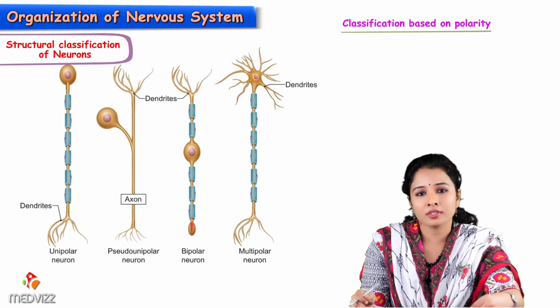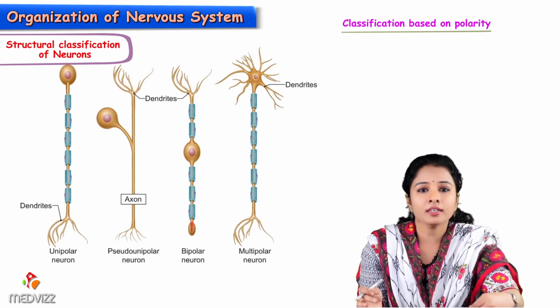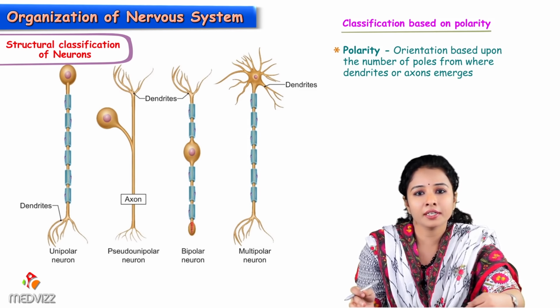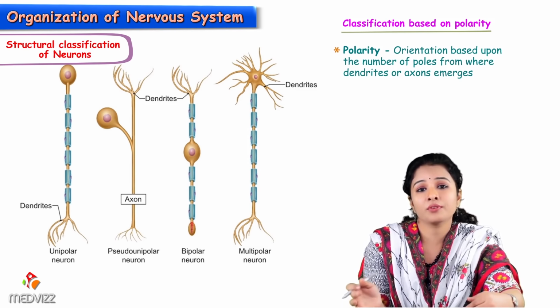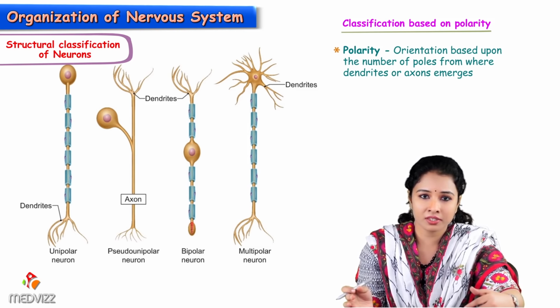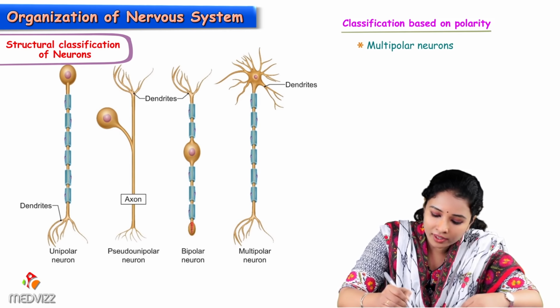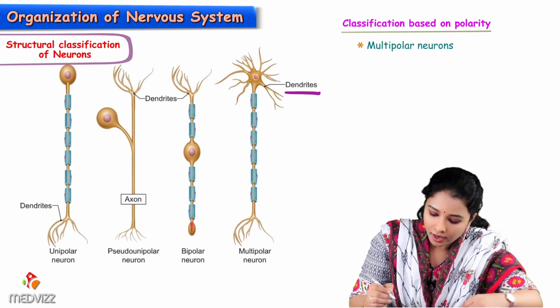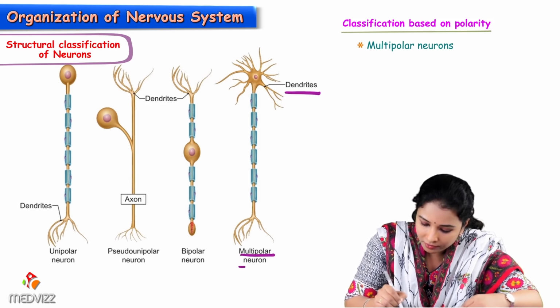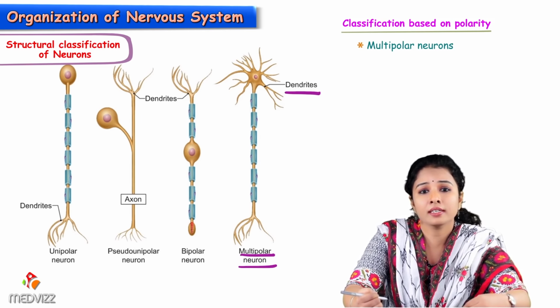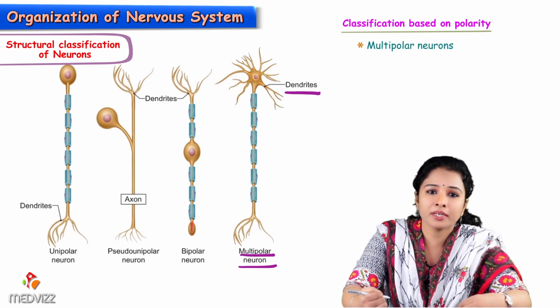Let's classify the neurons based upon their structure. Here is the first classification, based upon the polarity. Polarity is the orientation based upon the number of poles from where the dendrites or axon emerges. So, the multipolar neuron. Here is the multipolar neuron having dendrites all around, and we can see a single axon arising from one side. The pericaryon gives rise to multiple dendrites and a single axon, which is like a typical neuron. An example is motor neurons.